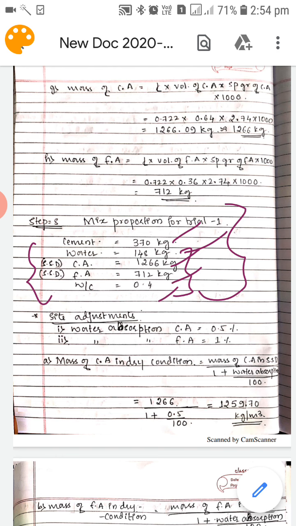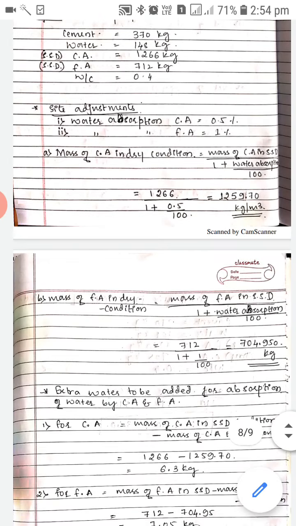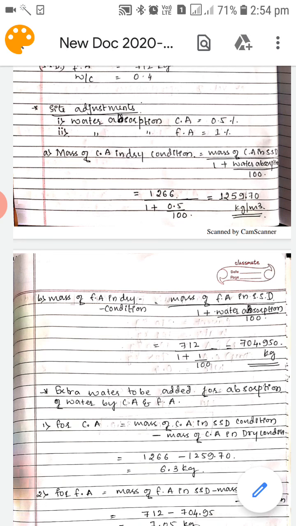Next we will calculate the site adjustments. In the question it is given that the water absorption of coarse aggregate is 0.5% and the water absorption of fine aggregate is 1%. So what we will do here is calculate the weight of the dry aggregates, then deduct the weight of the dry aggregates from the SSD aggregates, that is saturated surface dry aggregates. Then we will get the water content that is being absorbed by the aggregates.